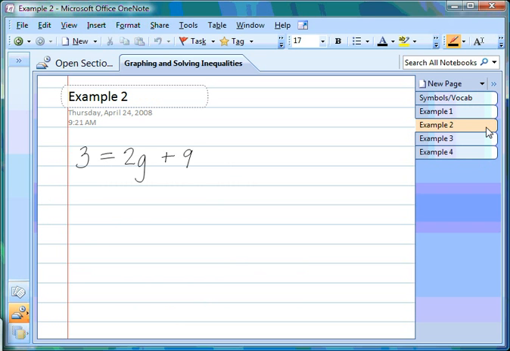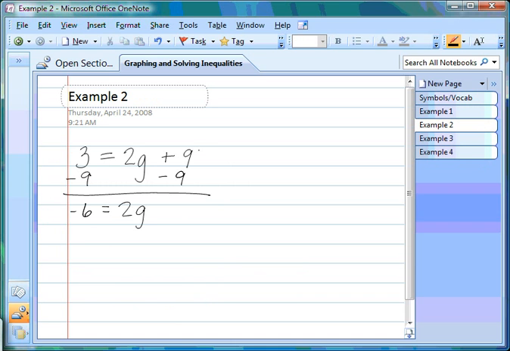Okay, our next example gives us an equation that we have to solve. So first of all, we go back to what we were doing a week or so ago, and we solve the equation. We get rid of this 9 by subtracting 9 from both sides of the equation. Going from left to right, 3 minus 9 is -6. Bring down our equal sign, bring down our 2g, and our 9's cancel out. And then we have to get rid of this 2 that's connected to the g, so we divide by 2 on both sides. Going from left to right, -6 divided by 2 is -3. Bring down our equal sign. Our 2's cancel out, so all we're left with is g.